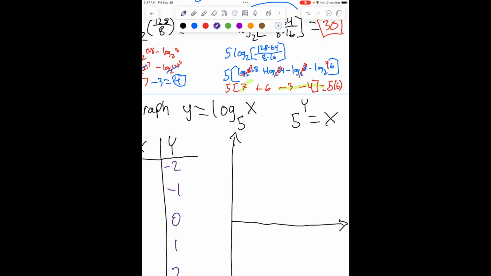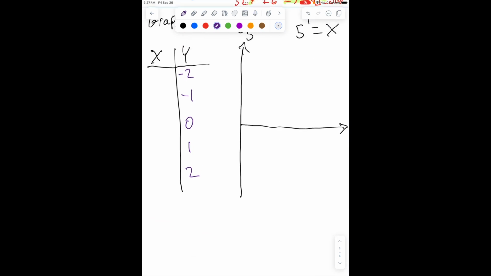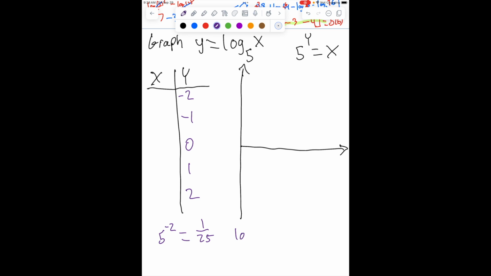If I were to plug in a negative 2, so 5 to the negative 2 power, what would that equal? Well, because of my exponent rules, it's 5 squared, which is 25, but because it's negative, it's getting smaller. So that would be like saying 1/25. And as a logarithm, I would say log base 5 of 1/25 equals negative 2. All right, so I'm going to plug in 1/25 here.